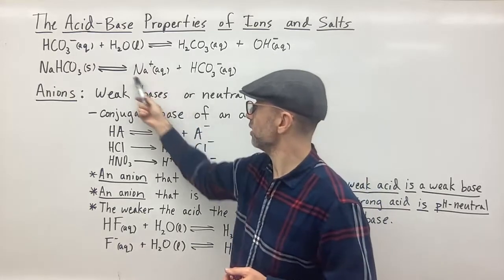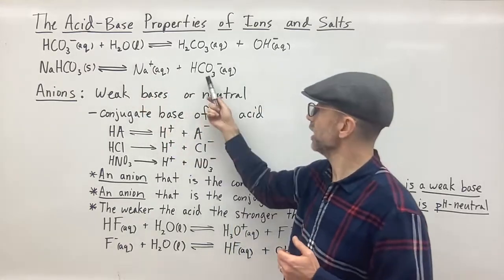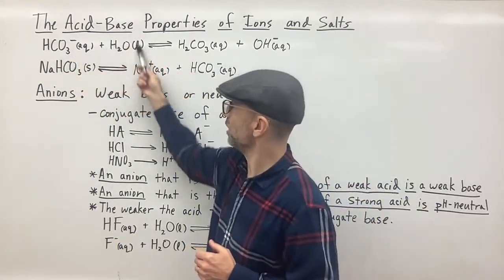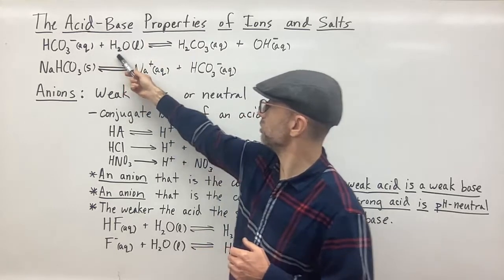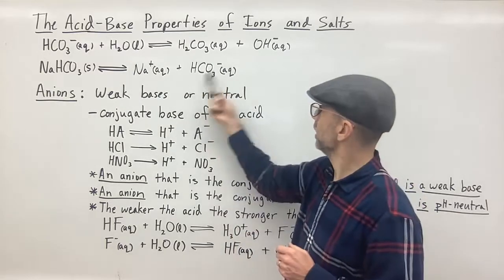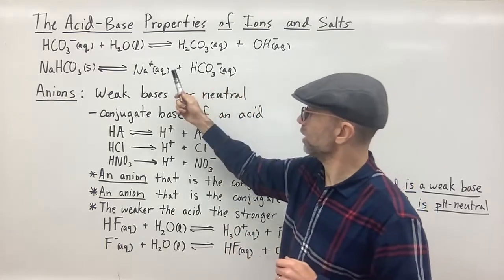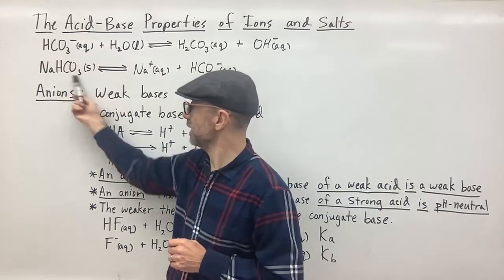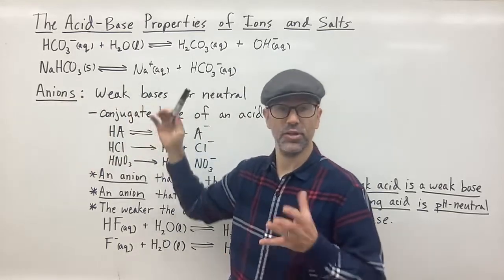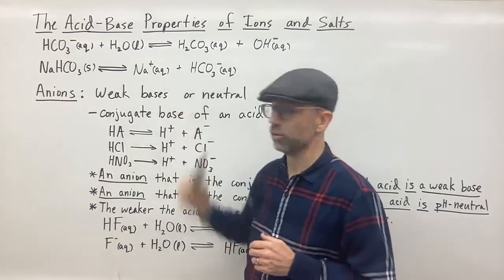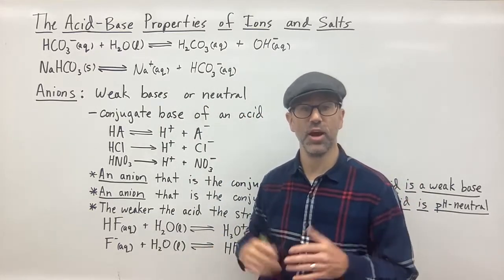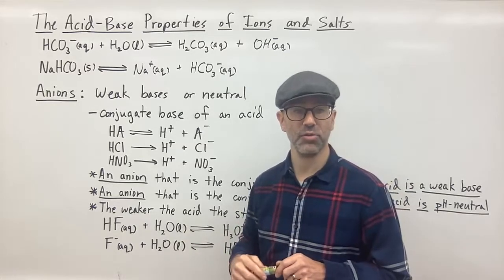So your sodium ion is going to be neutral in water, but as we saw, when the bicarbonate ion is put in water, it's going to ionize water, take a hydrogen or H plus from water, and reform your carbonic acid, and that's going to leave your OH minus. So in water, this ion acts as a base, whereas the sodium ion is neutral. So how do we determine the basicity and the acidity of different ions? Are they neutral, or are they going to act as bases?